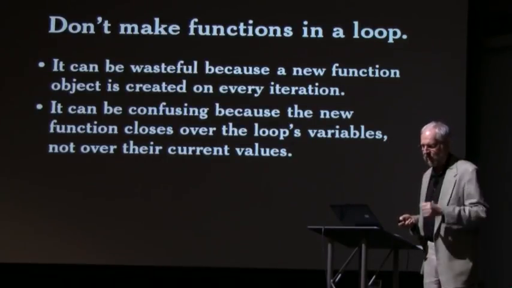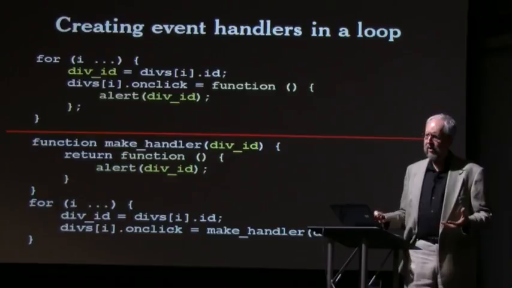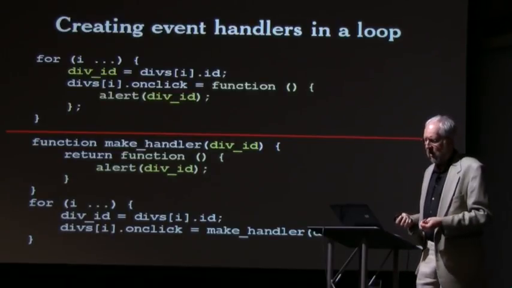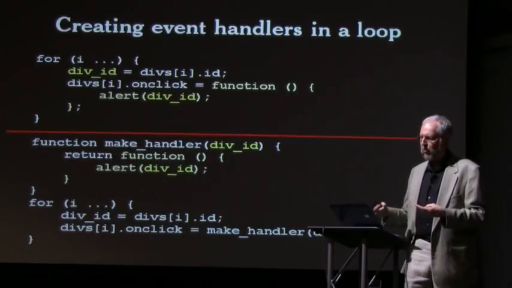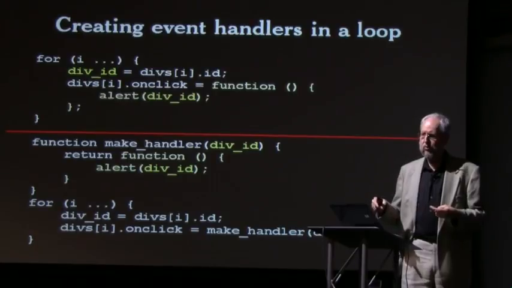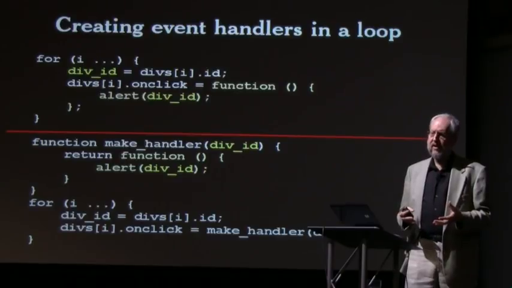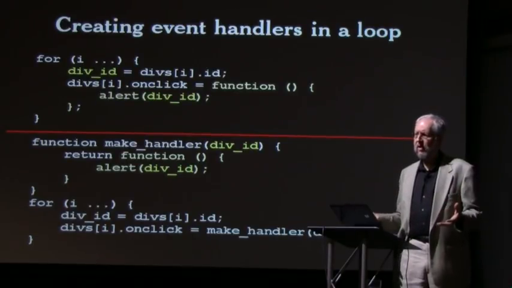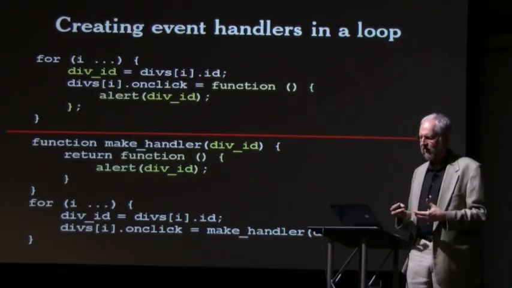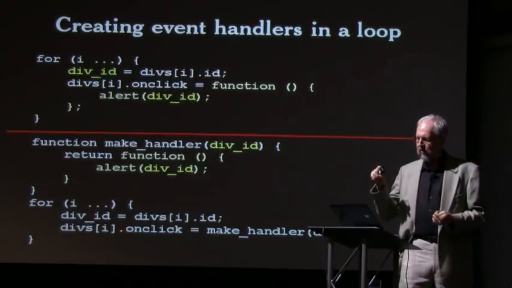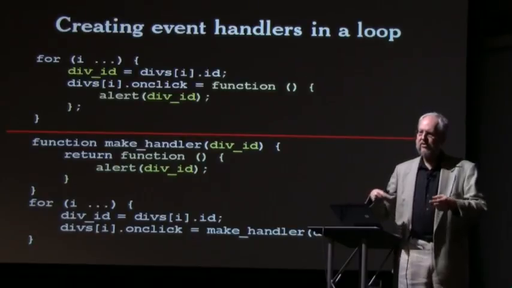So let me show you an example. A really common error, say you've got an array of divs and you want to attach an event handler to each one. So you go through the array in a loop, and for each one you want to add an onClick handler which will display its ID number when it's clicked on. And what you find is that they all come up with the same number, and it's the wrong number. And you wonder, how did that happen? And it's because when you add the function to onClick, it's closing over div ID, which is constantly changing.